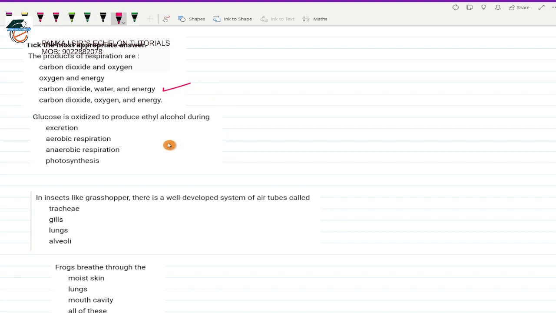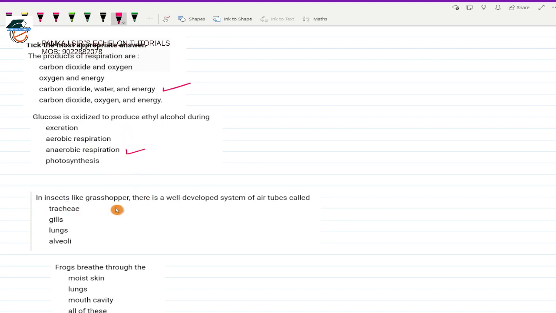Next question is, glucose is oxidized to produce ethyl alcohol during what? Ethyl alcohol is also known as ethanol, and in my concept lectures I have already mentioned when ethanol is produced. Ethanol is produced in plants when there is anaerobic respiration taking place. So the answer will be anaerobic respiration. So that's the answer for this question.